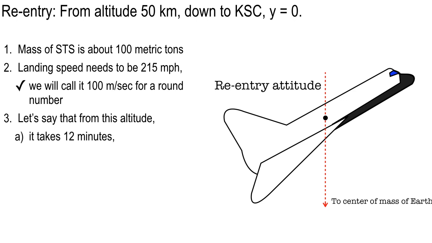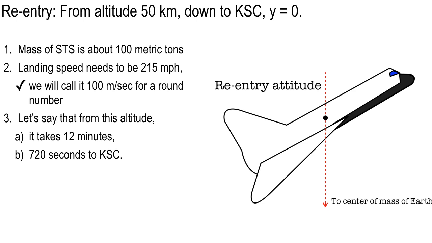Now, it takes 12 minutes for this to happen, and so they're burning off a lot of joules of energy. From the moment of that snapshot, it was already hot. It was coming in from about 200 miles altitude, and at that point it was at about 50 miles altitude.